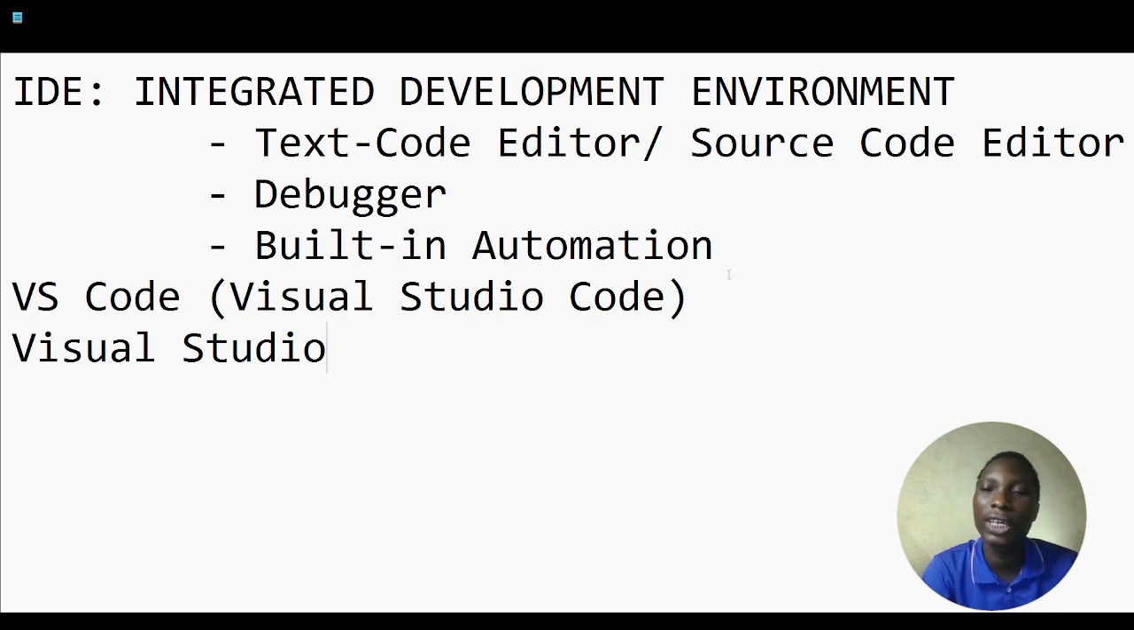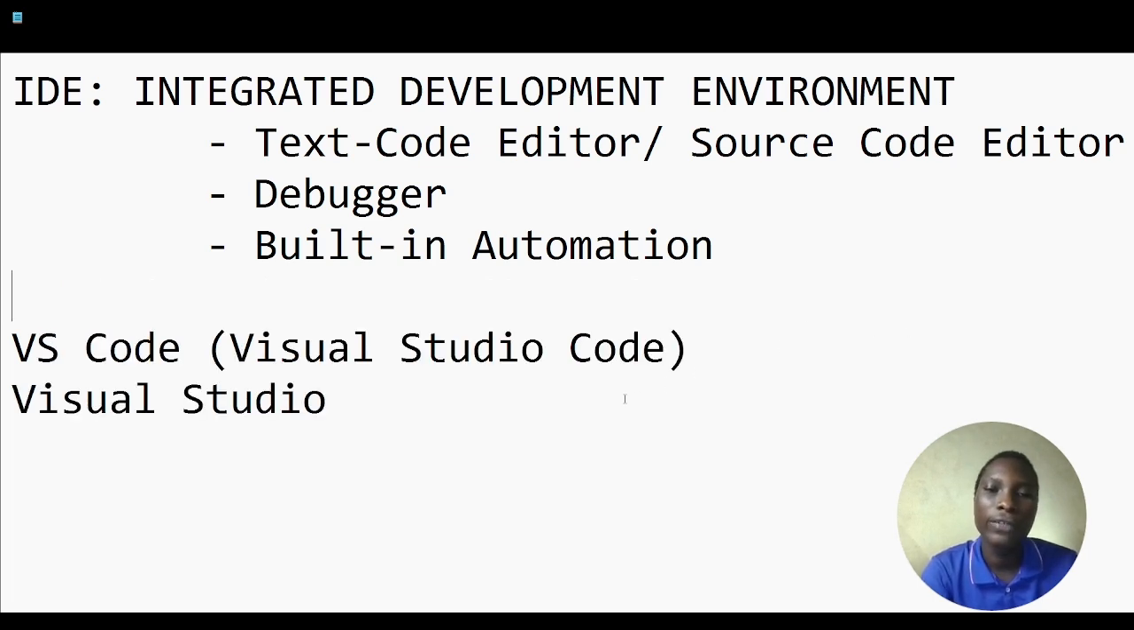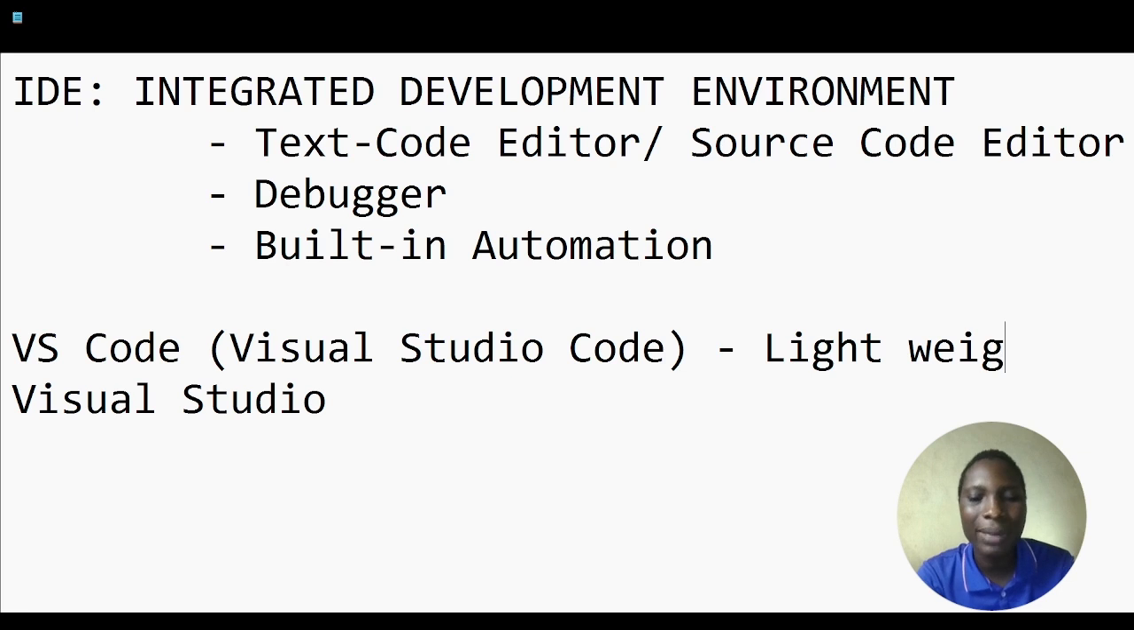The difference between VS Code and Visual Studio is that Visual Studio Code is lightweight. When I say lightweight, I'm talking about size. It does not take too much space on your computer. You can decide which things to install and which not to install. Visual Studio on its own is not lightweight. It is usually big in size.